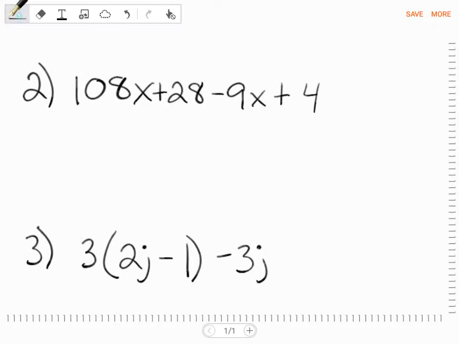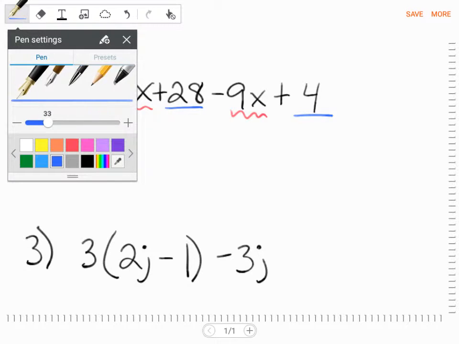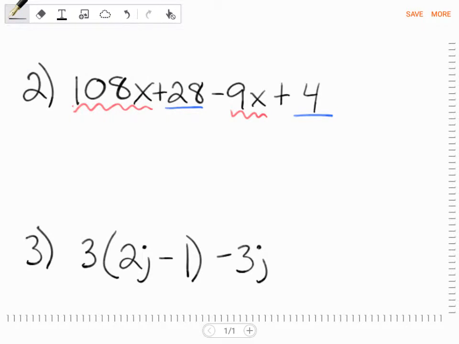Next one, let's look here at these guys. We're going to find our like terms. We've got 108x and 9x. We also have two constants. We have a 28 and a 4. So to combine these, we're going to look here at our like terms. We've got 108x and 9x. Look at this sign to tell you what to do with this.